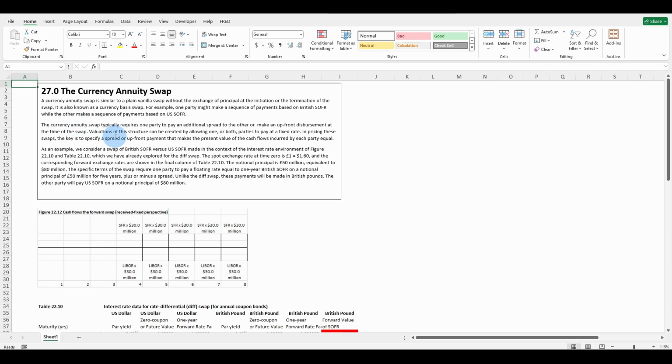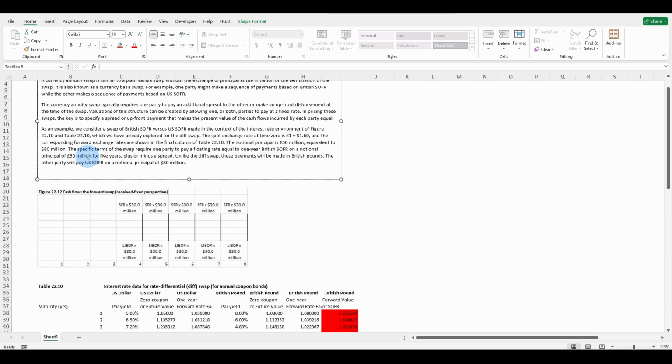The currency annuity swap typically requires one party to pay an additional spread to the other or make an upfront disbursement at the time of the swap. Valuations of this structure can be created by allowing one or both parties to pay at a fixed rate. In pricing these swaps, the key is to specify a spread or upfront payment that makes the present value of the cash flows incurred by each party equal.